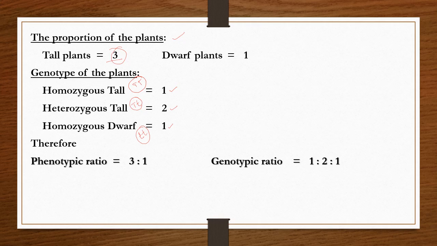If you observe at the genetic level, the gene composition, then the tall plants are of 2 different types. One is homozygous, that means a tall plant with identical genes, and the other is a tall plant with 2 different genes. So identical genes, 1 plant, and 2 different genes, 2 plants, and dwarf plant 1. So the genotypic ratio is 1:2:1. 1 is the homozygous tall, 2 are heterozygous tall and 1 is homozygous dwarf.